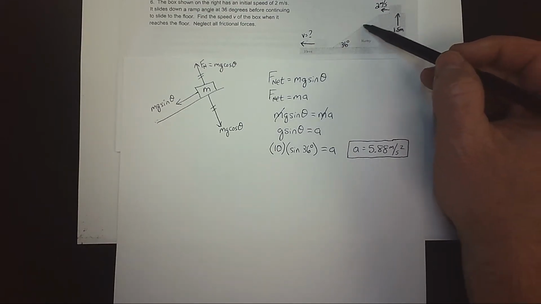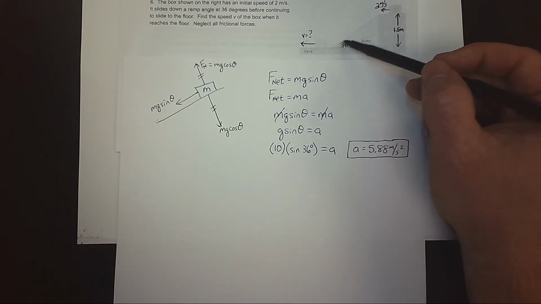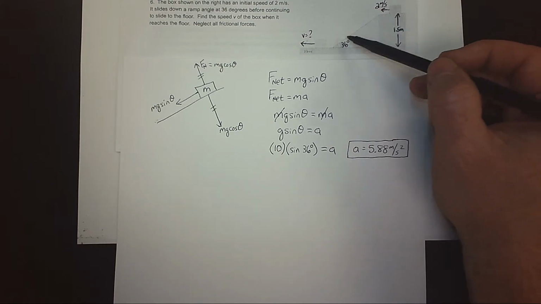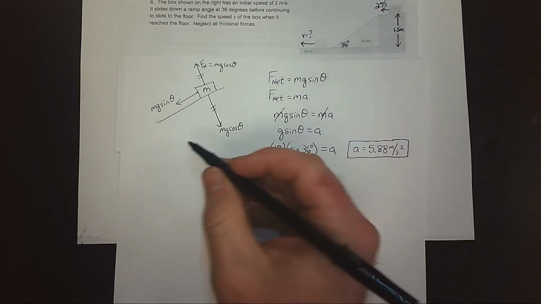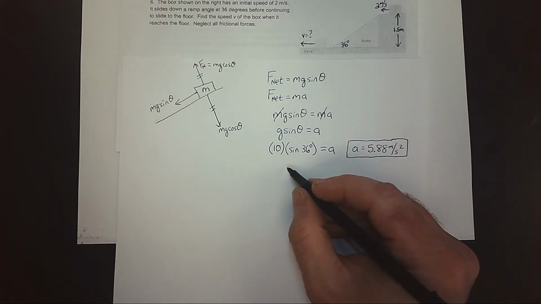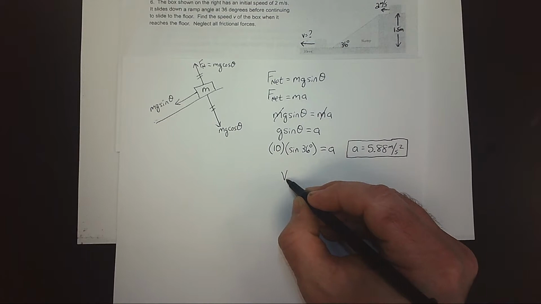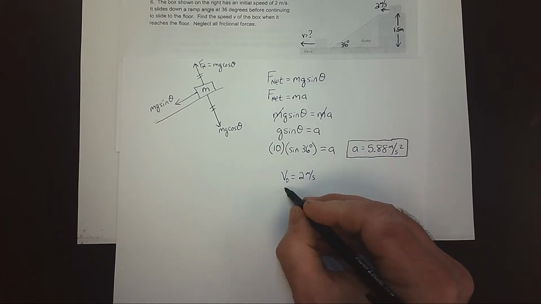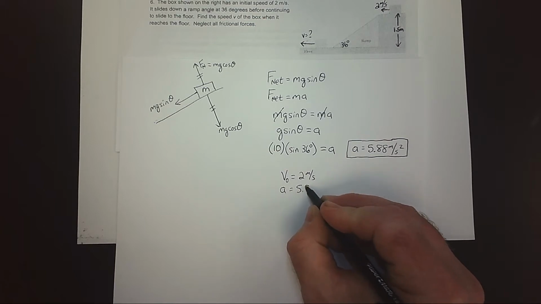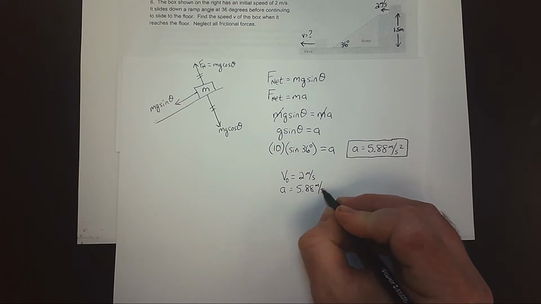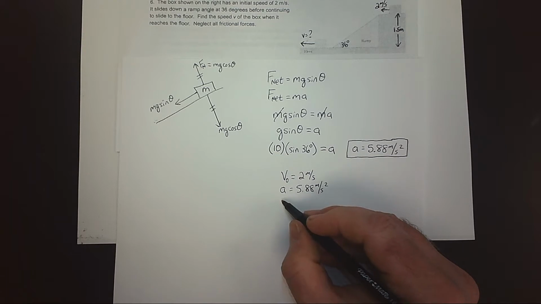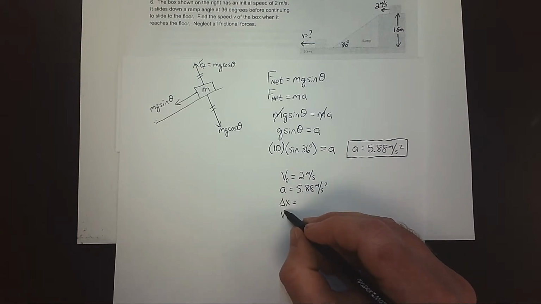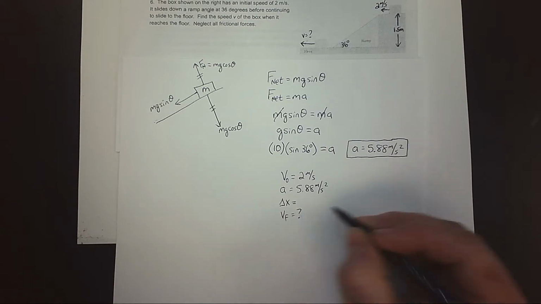And if we're going down one slope with one angle, then it's going to have one acceleration, which we just found. And so once we've got that, we can go ahead and use kinematics. We can say the initial velocity of my box is going to be 2 meters per second. The acceleration of my box is 5.88 meters per second squared. We're not sure what the displacement is yet, but we would like to find the final velocity.